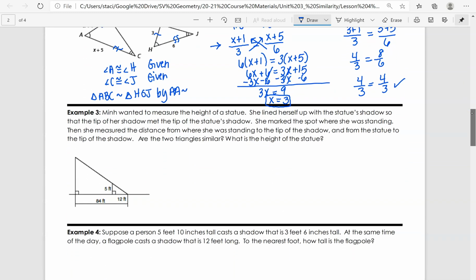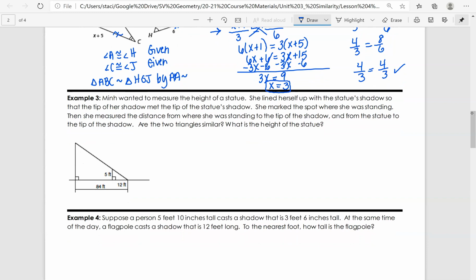All right, in this third example, it says that Min wanted to measure the height of a statue. And so she lined herself up with a statue shadow. And so I'm going to kind of draw this in. This is our statue. Okay, and this is our person. I'm going to give her a little head and arms and legs. Okay, and this is her shadow right here. And then the statue shadow is this entire thing here. And so basically she wanted to know how high is the statue? So this piece here. And then are these triangles similar?